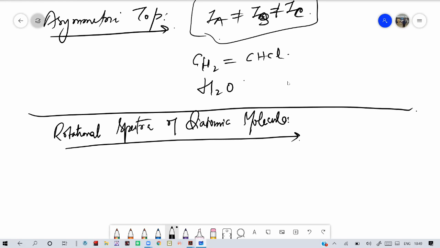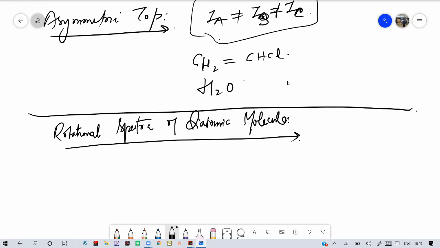So using this concept, the permitted energy values in these molecules will be the rotational energy levels or the vibrational energy levels. And we will see what the spacing is between two vibrational or rotational energy levels, and how the selection rule follows in these cases.